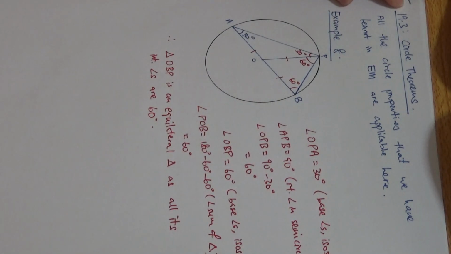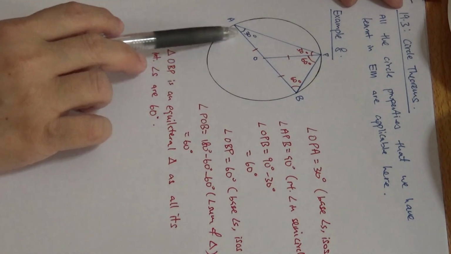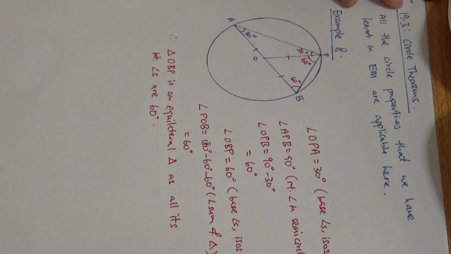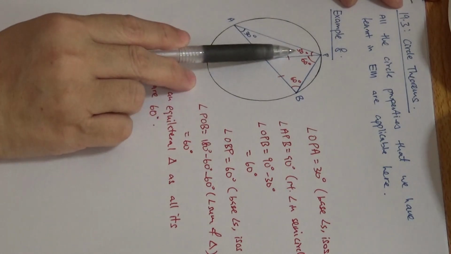Now example 8 is trying to tell us that we are to prove OBP is an equilateral triangle. Now we know that in order to prove that it is an equilateral triangle, we must either prove 3 angles the same or 3 sides the same. Okay, now let's take a look at this. They give you that this is 30 degrees. Now because this is the radius, this is also 30.